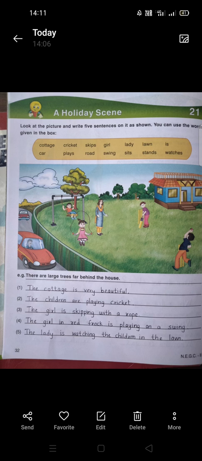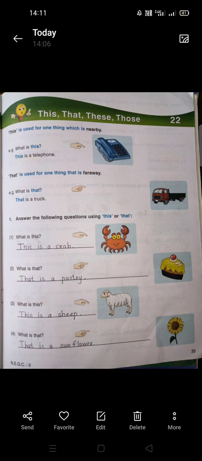Second activity which we saw, second topic which we learned: this, that, these and those. In this topic what we learned, children? We learned the meaning of this, that, these and those. When we are going to use the words this, that, these and those, we will use them when the things are near or sometimes when the things are far.